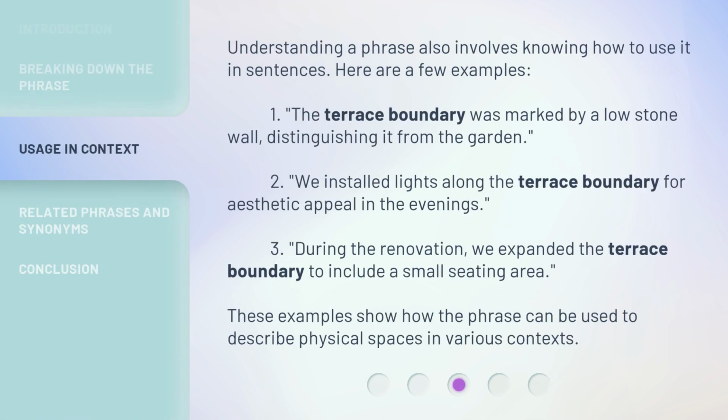Understanding a phrase also involves knowing how to use it in sentences. Here are a few examples. 1. The terrace boundary was marked by a low stone wall, distinguishing it from the garden. 2. We installed lights along the terrace boundary for aesthetic appeal in the evenings. 3. During the renovation, we expanded the terrace boundary to include a small seating area. These examples show how the phrase can be used to describe physical spaces in various contexts.